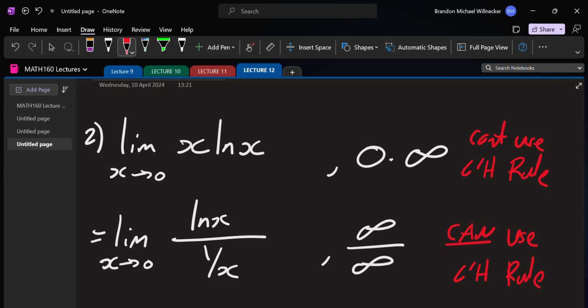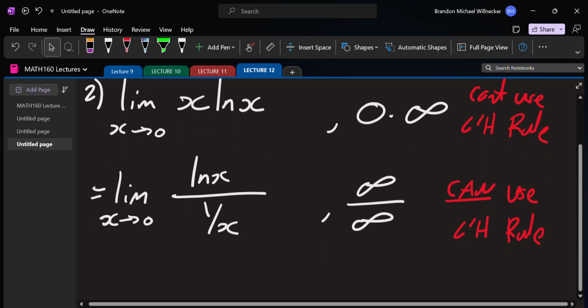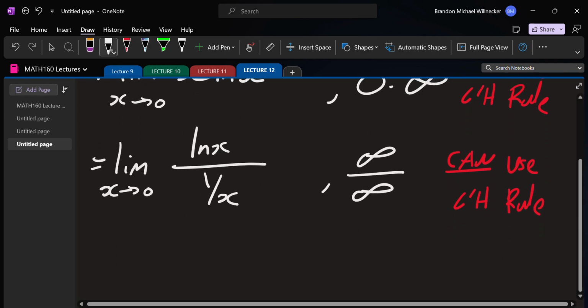Remember those conditions for L'Hopital's rule. The first condition was it has to be 0 over 0 or infinity over infinity. Infinity times 0 doesn't work. We need to change it a bit first.